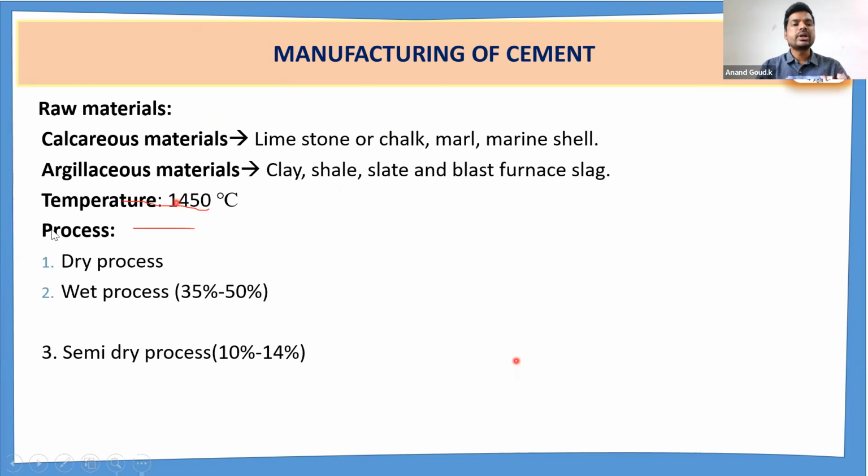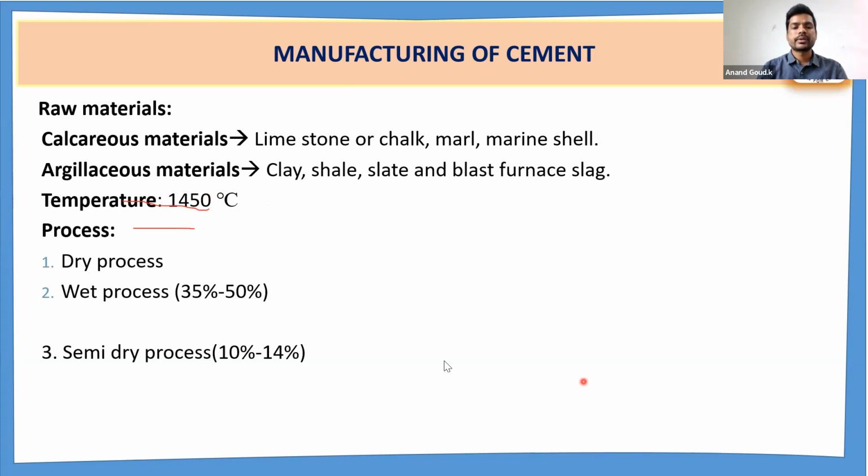Yes, and coming to the temperature. While manufacturing the cement, what is the temperature we are going to maintain? 1400 to 1500 degrees Celsius. Okay, 1400 to 1600 degrees Celsius. This is the average temperature of cement manufacturing. This is very, very important. You just have to note this point.